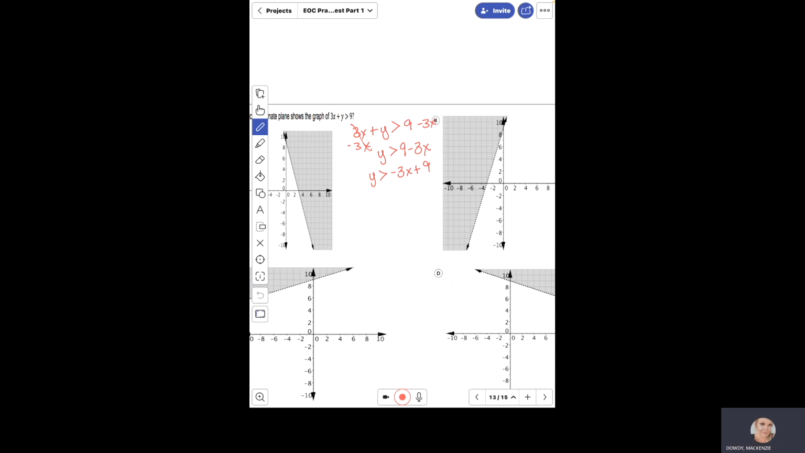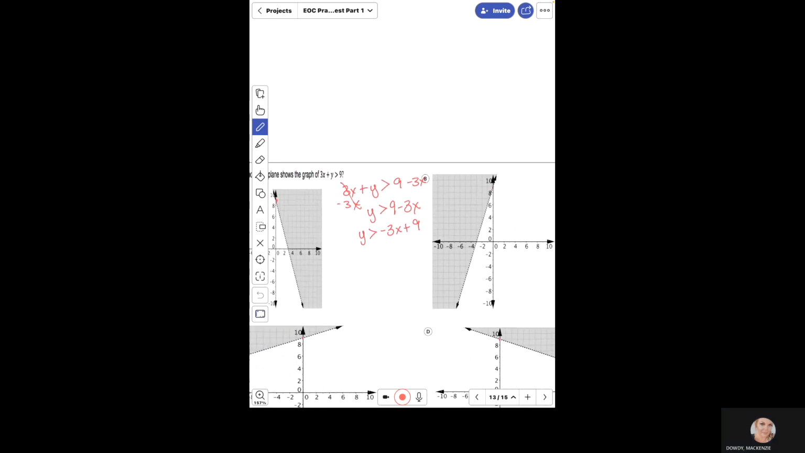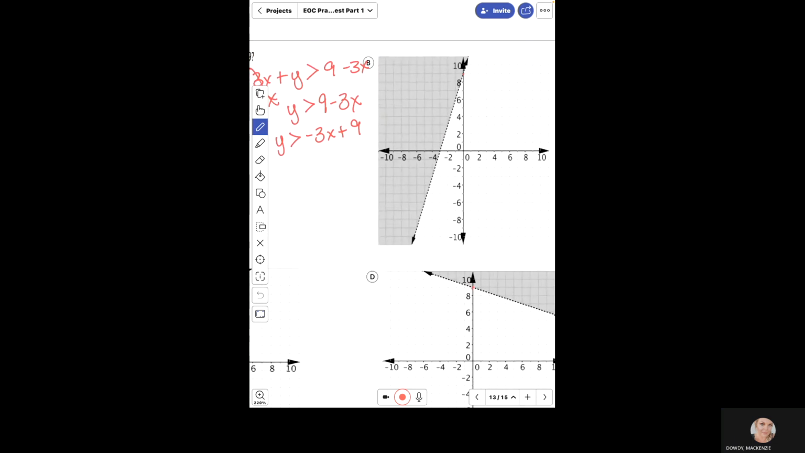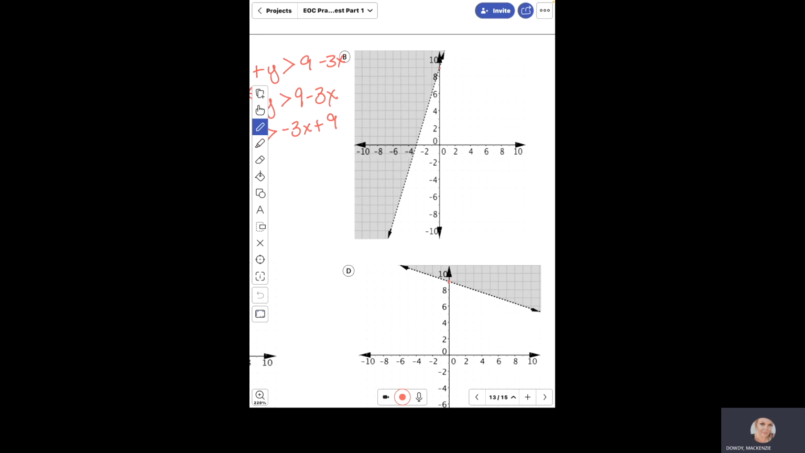So we know our y-intercept is 9. And if you look at all of our graphs, they all have y-intercepts of 9. So we're not going to be able to eliminate any graph based off of the y-intercept. So we're going to have to go by slope. Okay, so, sorry, this thing is not wanting to get bigger here. I guess that's big enough.